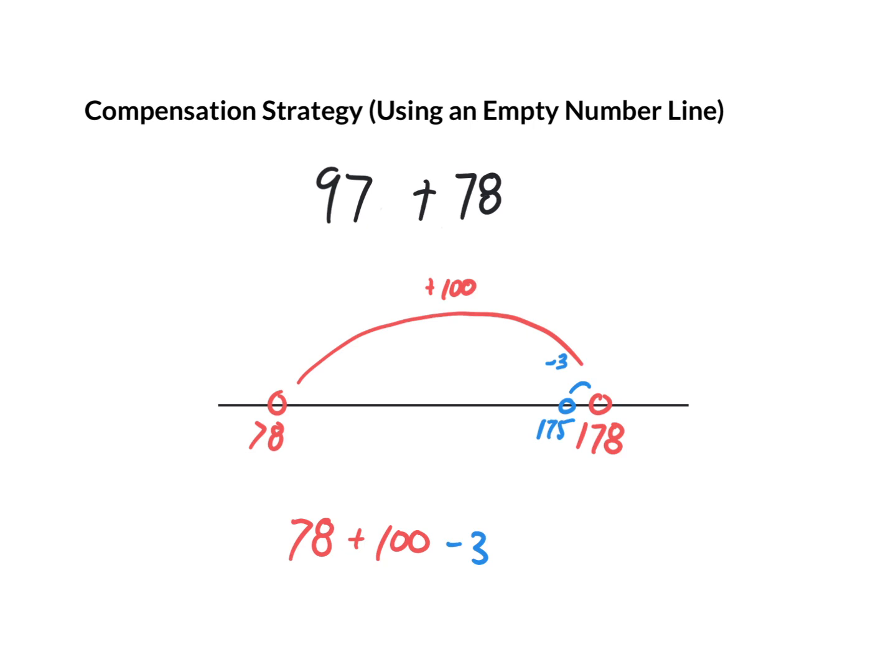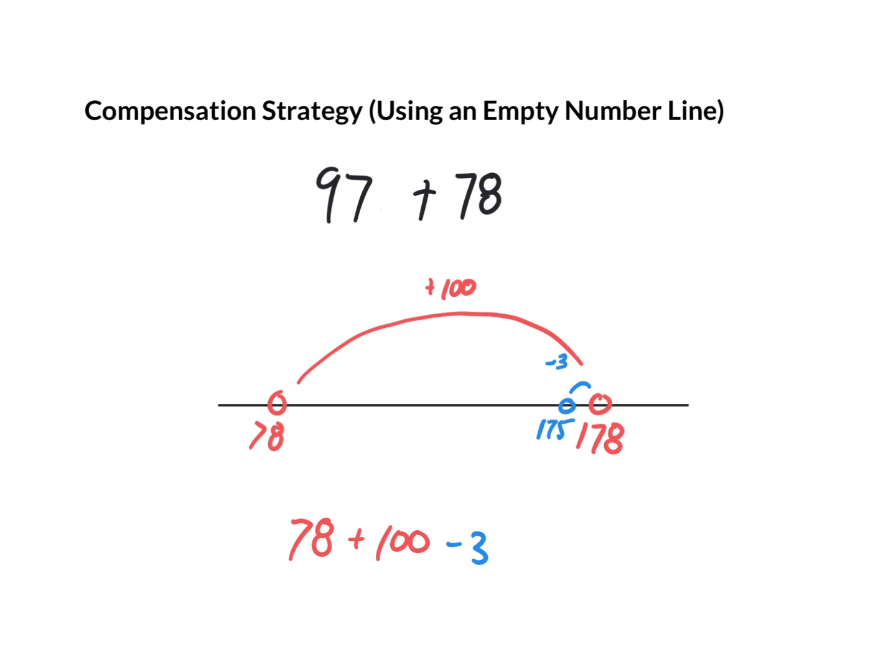In summary, what you need to understand is that compensation is all about using numbers that are friendly to you. In this number sentence, I decided I didn't want to use 97. I want to use the number 100 and then take away 3 later on. So compensation is all about using numbers to your advantage. So instead of using the number 97, I decided to use the number 100. I decided to add 100 to 78 and then take the 3 away later on.